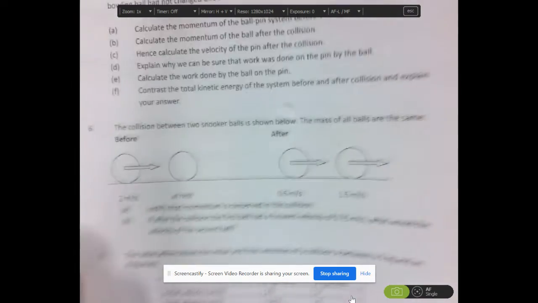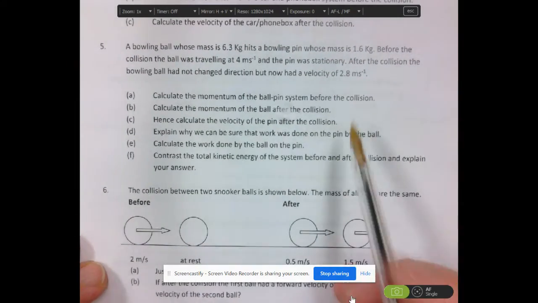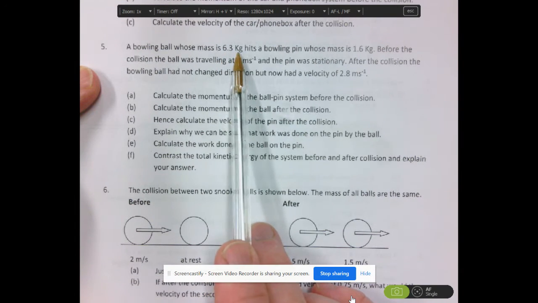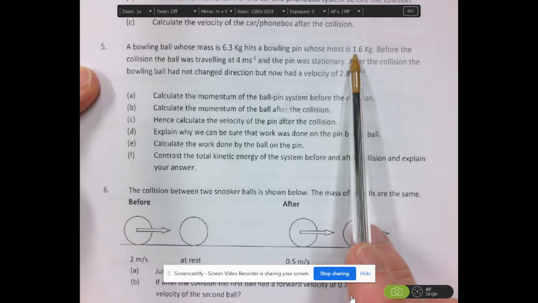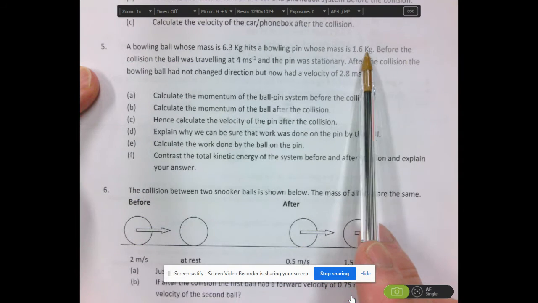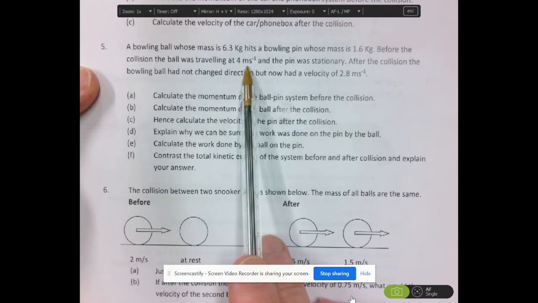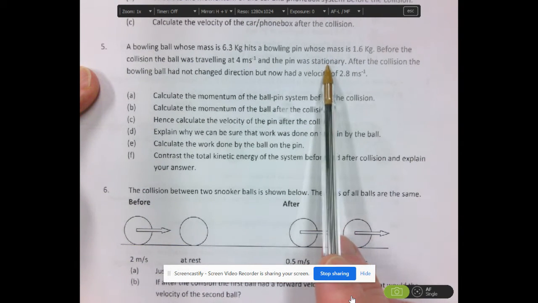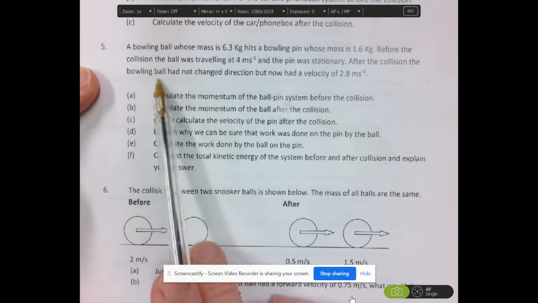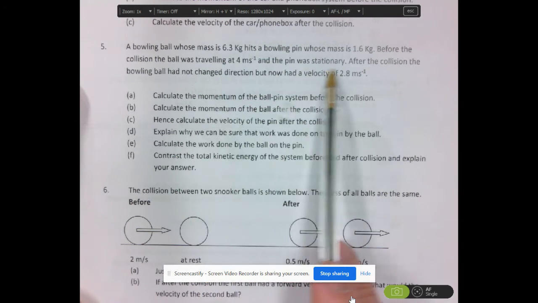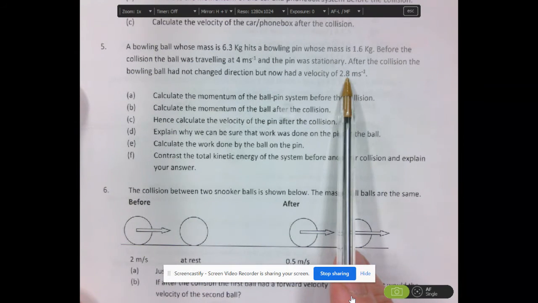Question 5 is a whole series of questions about bowling balls. So a bowling ball, which is 6.3 kilograms, hits a bowling pin, and the mass of the bowling pin is 1.6. Before the collision, the ball was travelling at 4 metres per second and the pin was stationary. After the collision, the bowling ball had not changed direction, because if it did change direction, we'd have to do 2-dimensional momentum, but now has a velocity of 2.8.